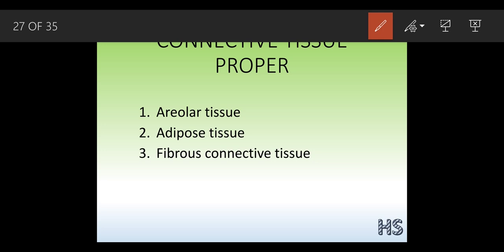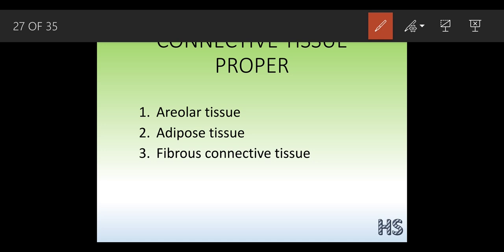These connective tissues are classified. Connective tissue proper has been classified into 3 types: the areolar, adipose, and the fibrous connective tissue. Let's understand one by one.